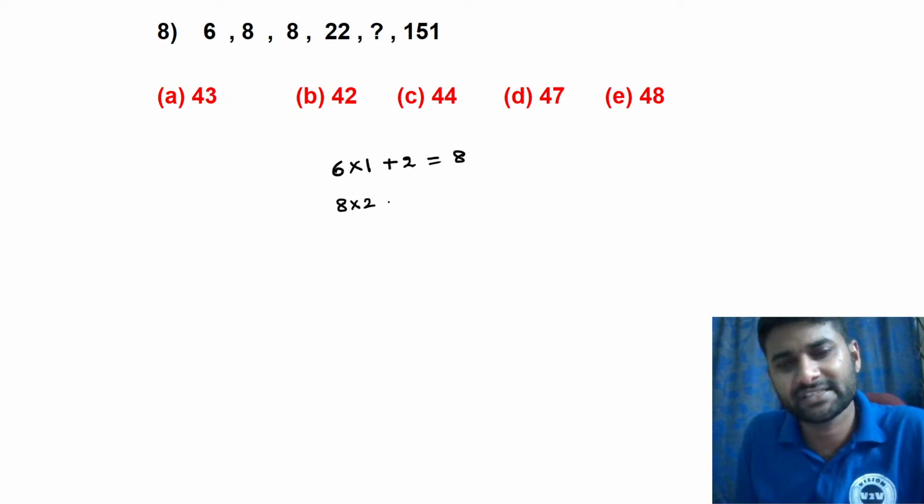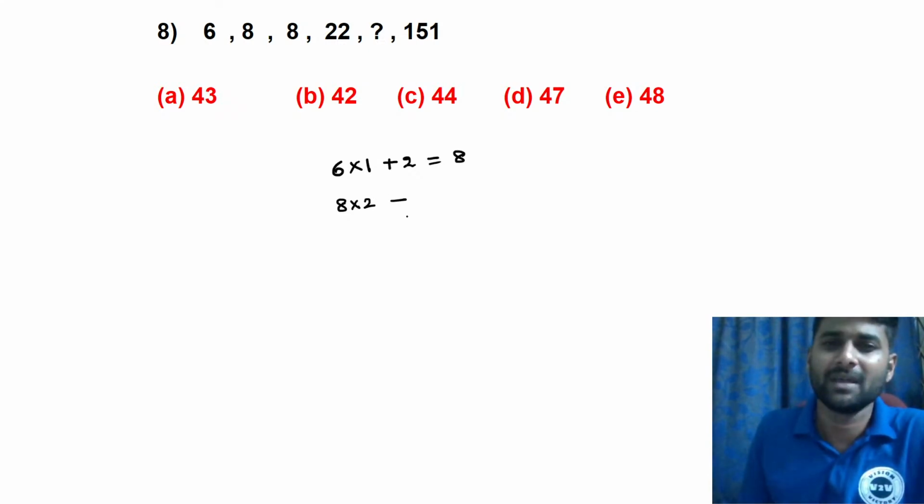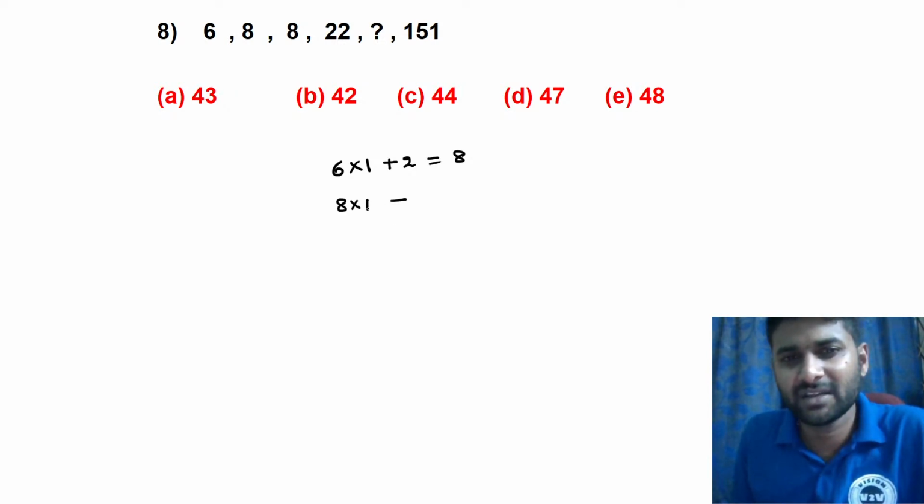8 into 2 is 16. So 8 into 2 is equal to 16, which means there is no such kind of pattern we are getting. See, 8 is 16 minus 8. Then it's better that I multiply with 1.4. Now see, 8 into 1.4, the resultant is 12. If I subtract 4, it becomes 8 units.